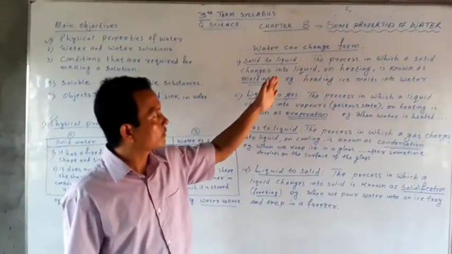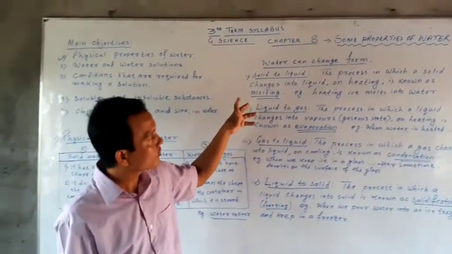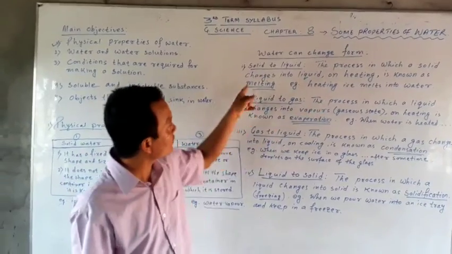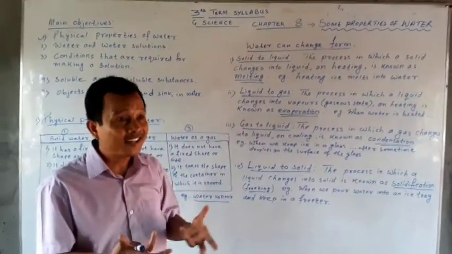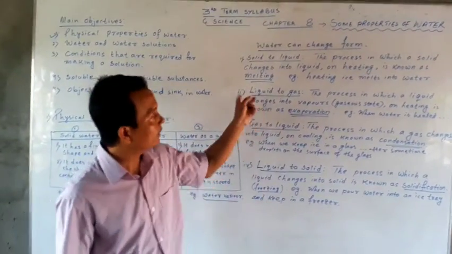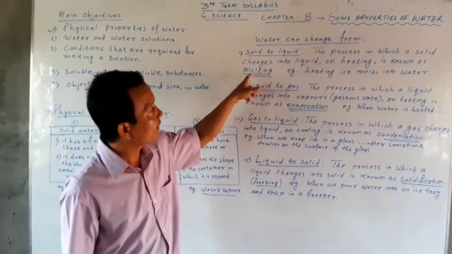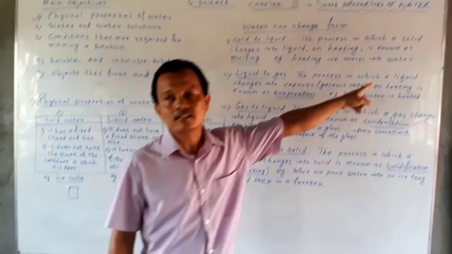Solid to liquid, in other words, we can say melting. How? The process in which a solid changes into liquid on heating. When it is exposed under the sun or when you heat it, then it turns into liquid. It is known as melting. Example, heating ice melts into water.